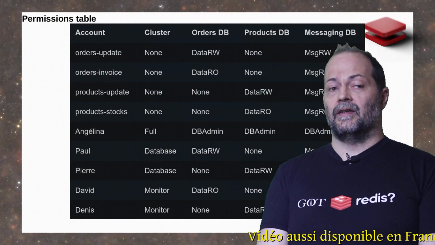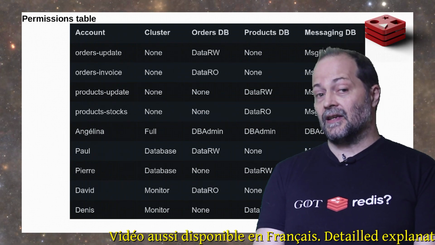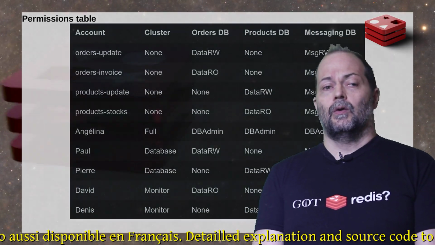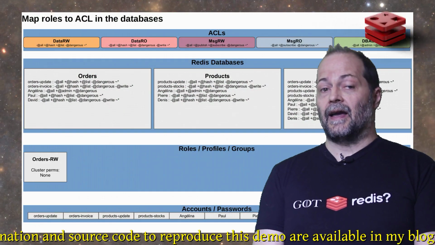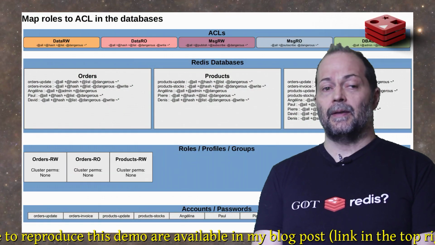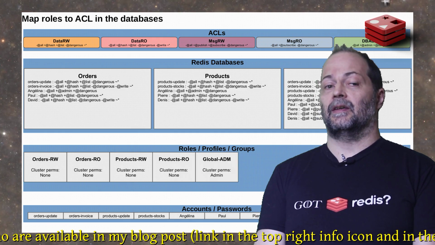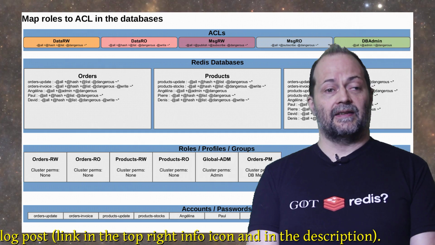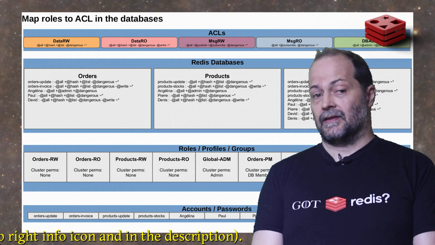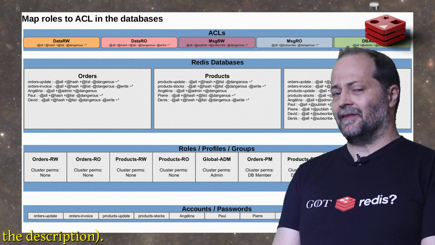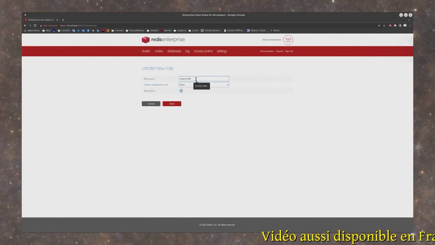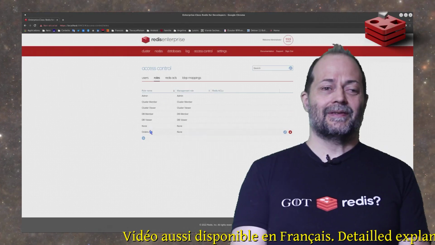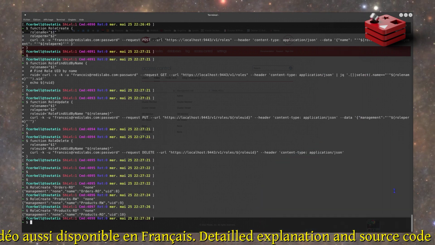We can create the roles now. The idea is to create a distinct role for each unique permission set, each unique line in the table. Thus, we need to create nine roles, one for each possible combination. A role is an account group with the same permissions on the clusters and on the databases. The cluster permissions are directly assigned to the role. Let's create them with the web administration interface, or with the REST API.